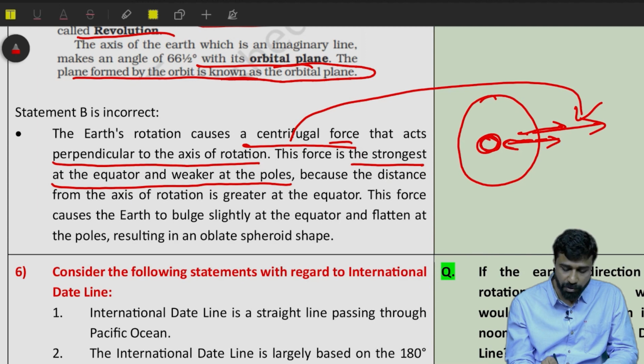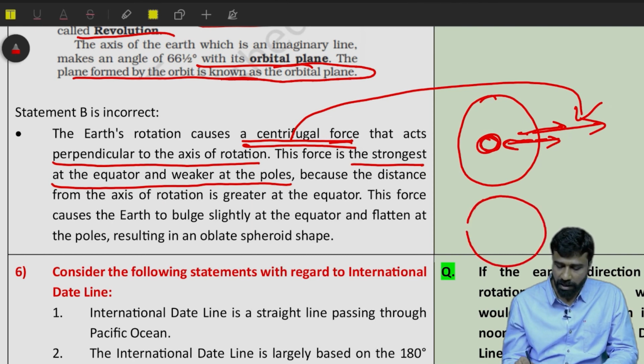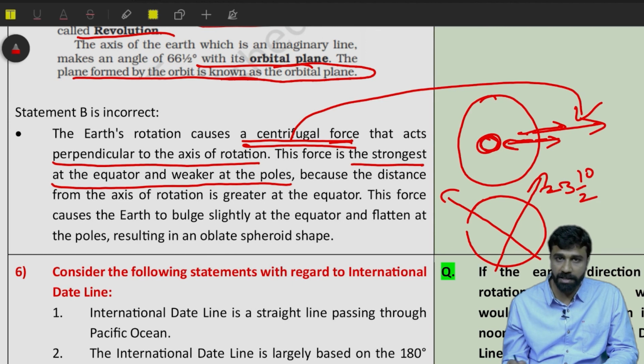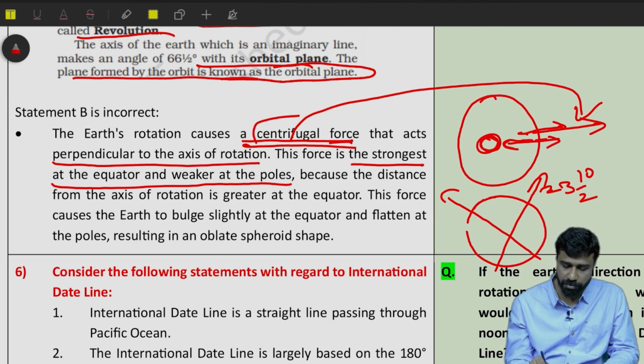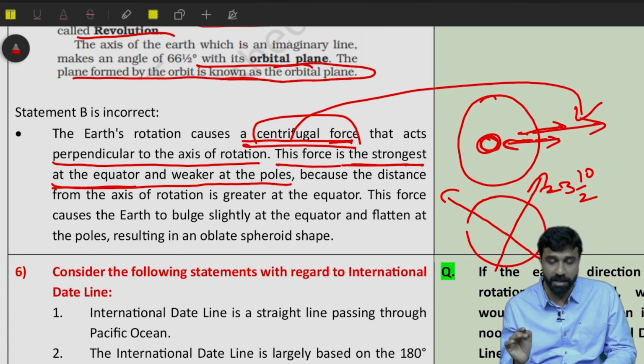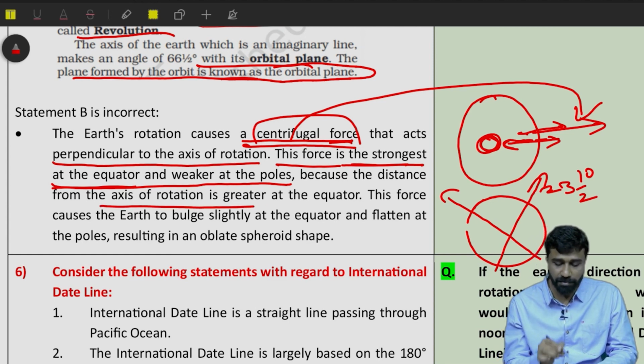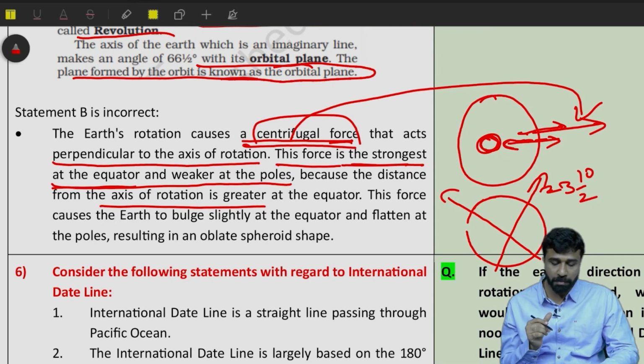So this centrifugal force acts perpendicular to the axis of rotation. This is the Earth, and this is the axis of the Earth, inclined at 23.5 degrees. Exactly perpendicular to this axis, there is a force acting outward from the center point, which is called centrifugal force. I have just told you, it is strongest at the equator and weaker at the poles, because the distance from the axis of rotation is greater at the equator. One more formula you have to remember.